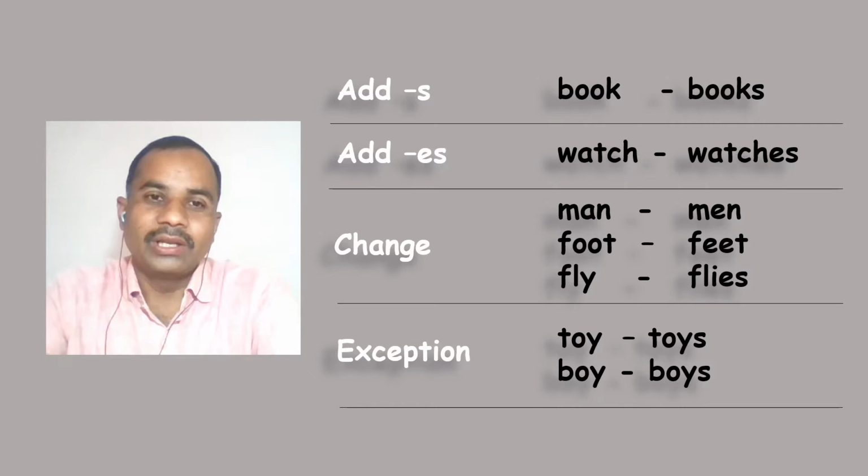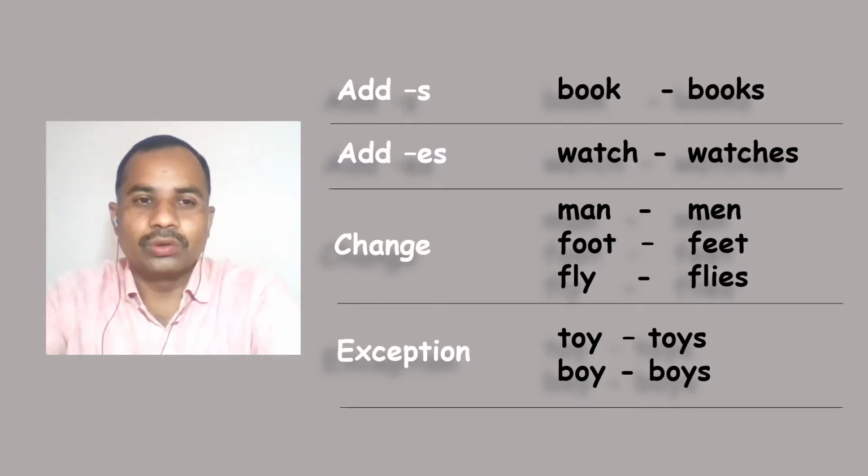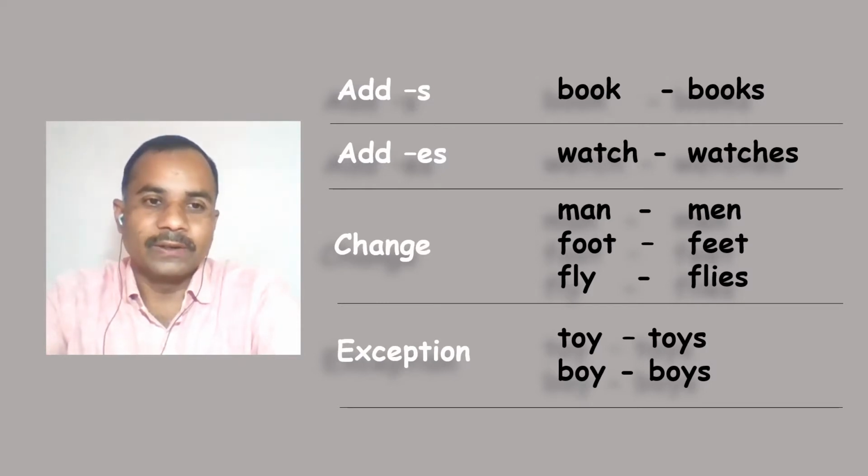So there are many such words, the majority of words in English, and you can make plurals. While learning vocabulary, these plural nouns will add to your vocabulary. So it's good to observe how plurals are made in English.